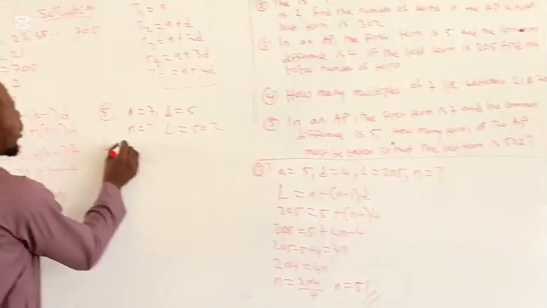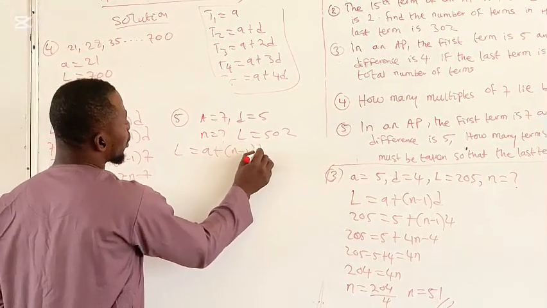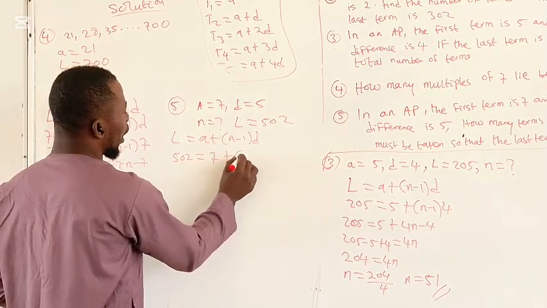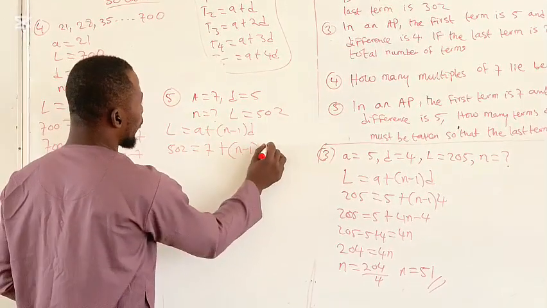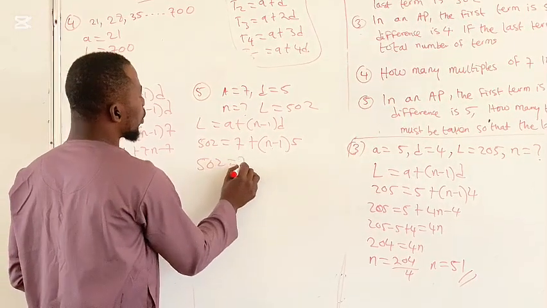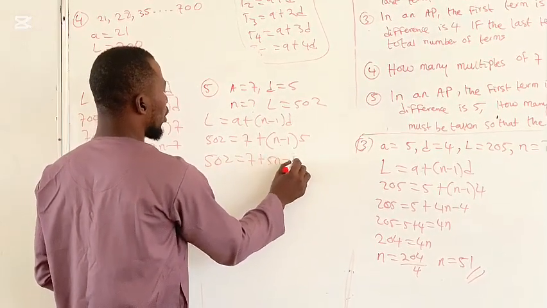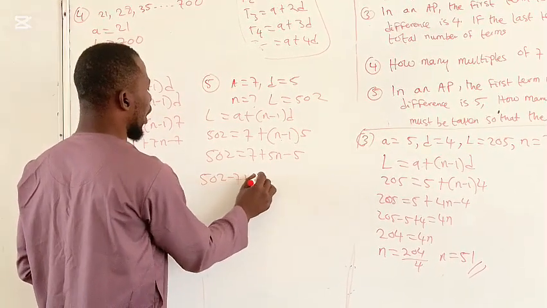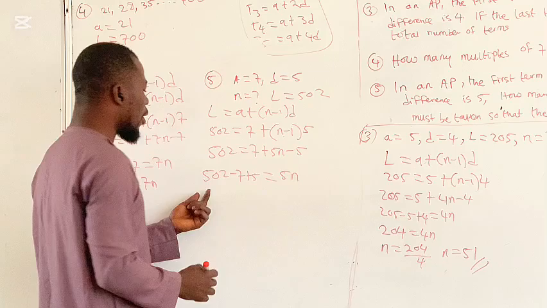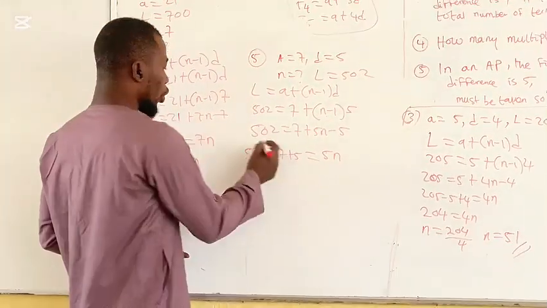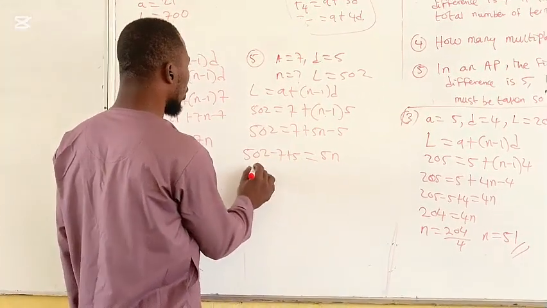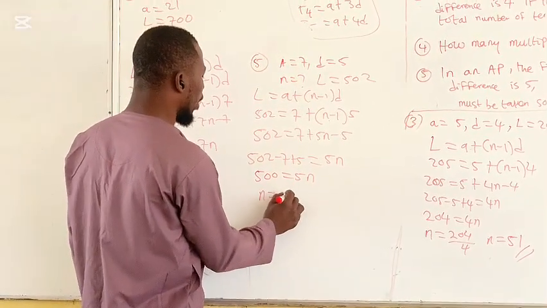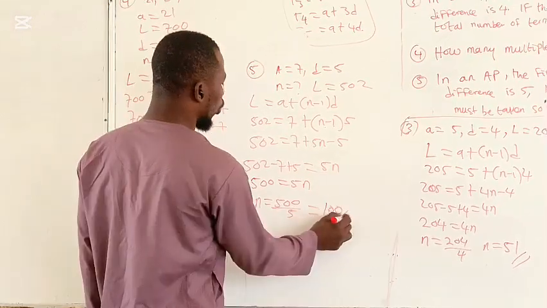Using the formula, l equals a plus n minus 1 d. Our last term, 502, equals our a, which is 7, plus n minus 1. Our common difference given is 5. 502 equals 7 plus 5n minus 5. Collecting like terms, we have 502 minus 7 plus 5 equals 5n. So 502 minus 7 plus 5 will give us 500 equals 5n. Making n the subject of the formula, our n will be 500 divided by 5, to give us 100.